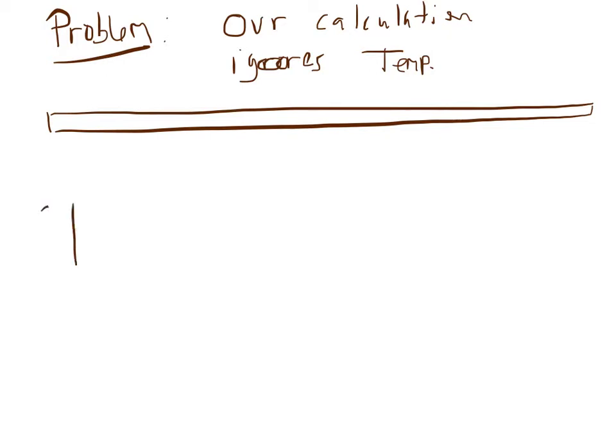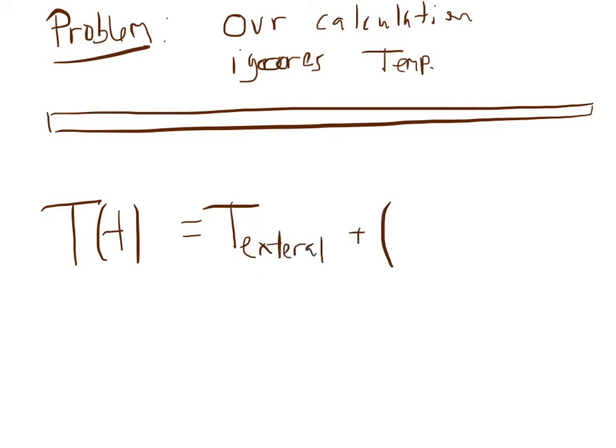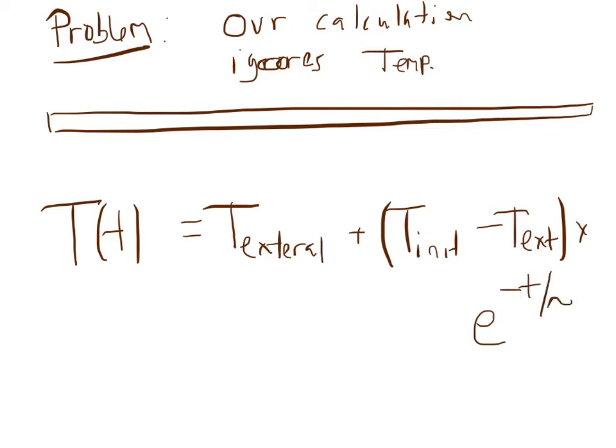We told you that the temperature as a function of time when you're cooking is given by the following formula. It's the external temperature, that is the temperature of the oven, T external, plus T initial, that is whatever the initial temperature was before you put it in the oven, minus T external, times, and I'm going to write this on the line below, e to the minus t over tau, where tau is the characteristic cooking time.